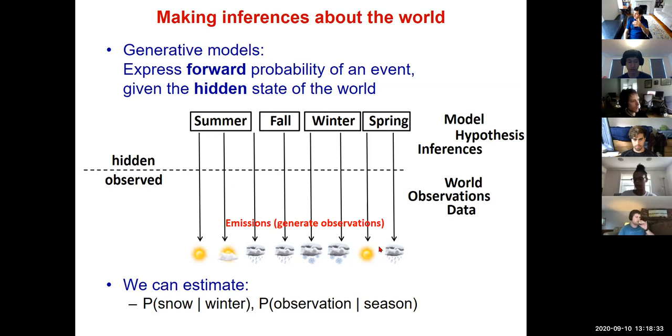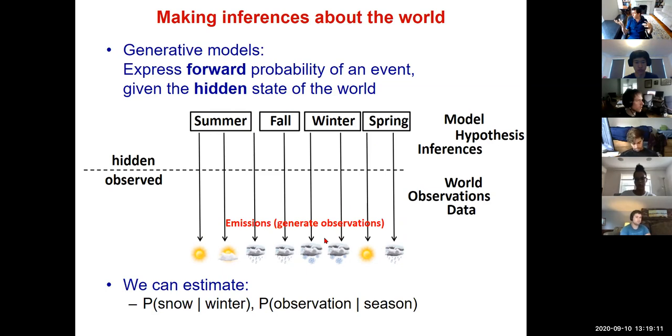So one example is you're sitting in your room, and there's a long corridor, and all you can see is what's going on outside, but you can't look up to the sky. The question is, what do you observe? You observe that there's sun, you observe that there's rain, you observe that there's snow, etc. And then you're trying to infer what season it is, for example. So if you see snow, chances are it's winter. If you see sun, chances are it's summer, okay? So you're basically trying to infer something about the true state of the world given a set of observations.